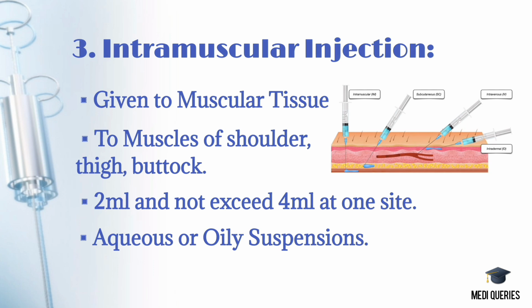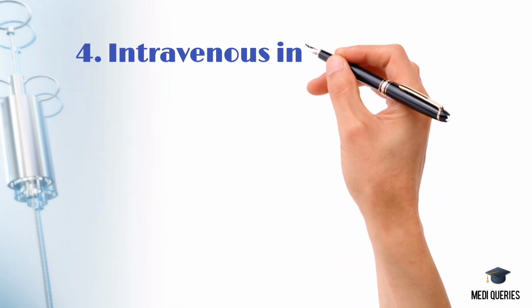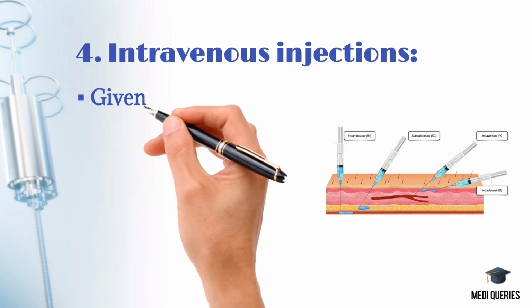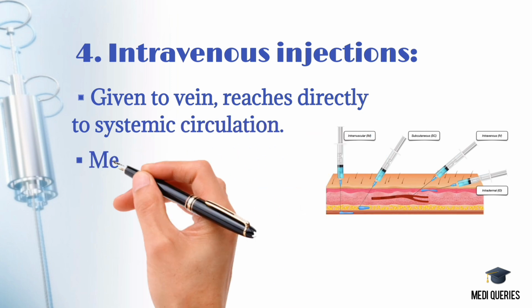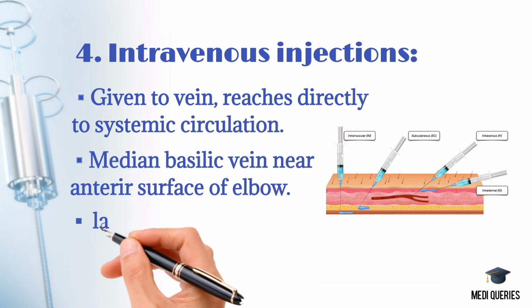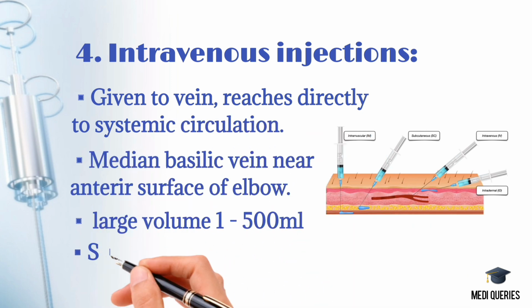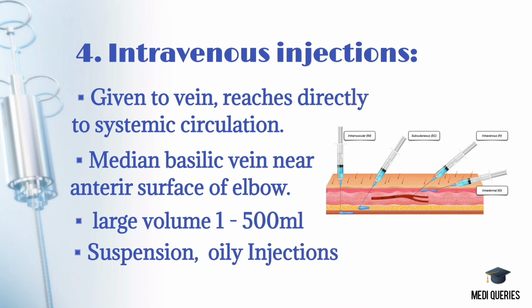And the next one is intravenous injections. These injections are made into the vein and therefore introduced directly into the bloodstream. The median basilic vein near the anterior surface of the elbow is usually selected because it is easily located and connects with the major vein of the arm.